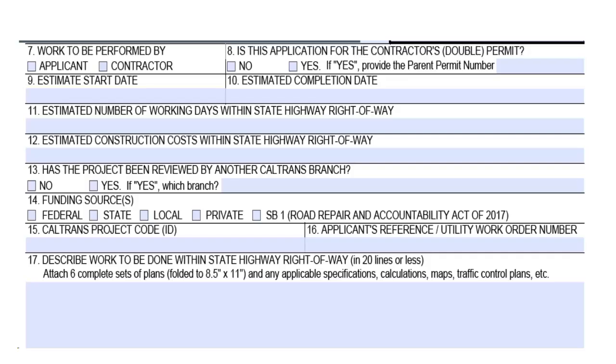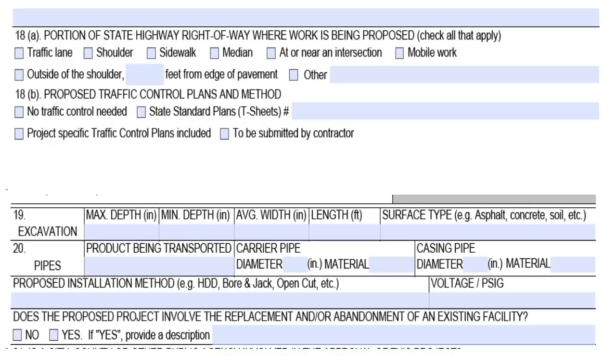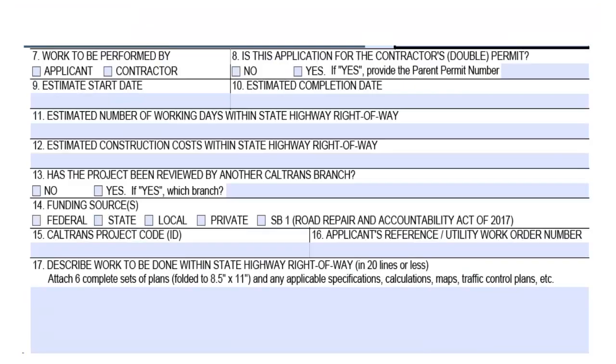Questions 7 through 20 cover the who, when, and what for your project. First, the who. We need to know if you will do the work yourself or if a contractor will do it. Your contractor may also need to apply for a permit, so check with your local district encroachment permits office. To speed up your application review, please let us know if anyone within Caltrans has already reviewed your project or activity.